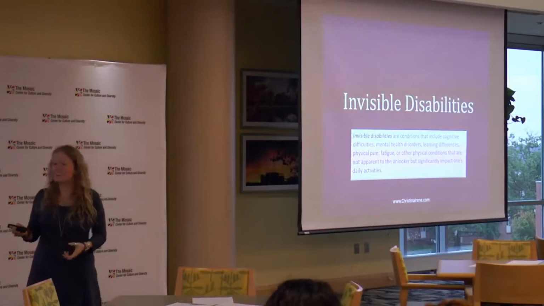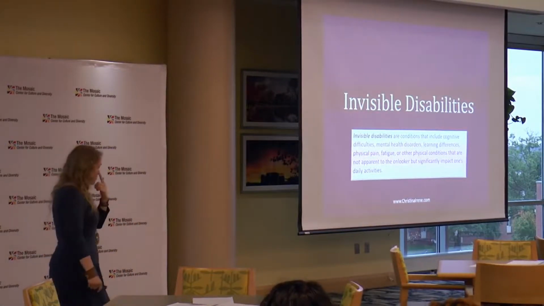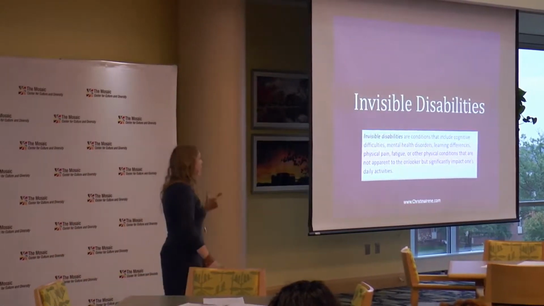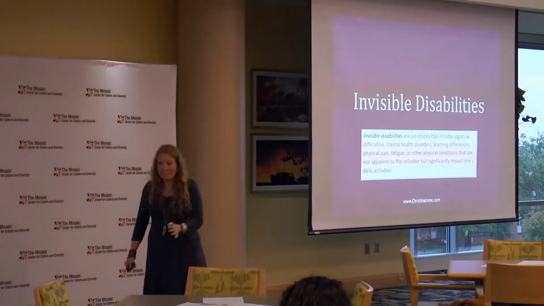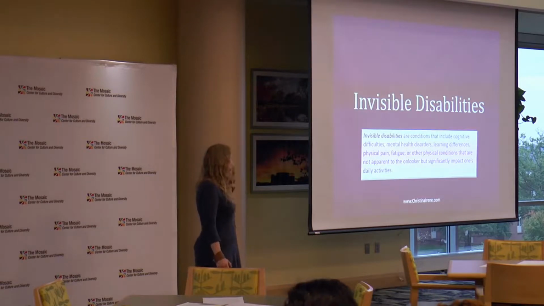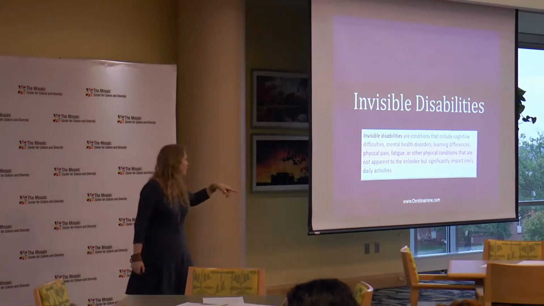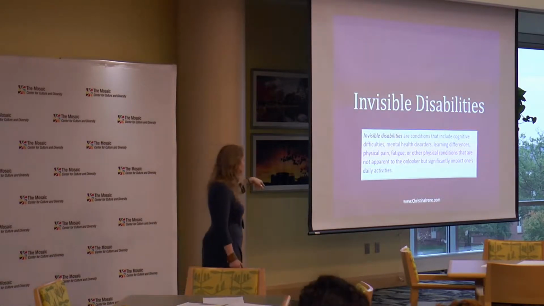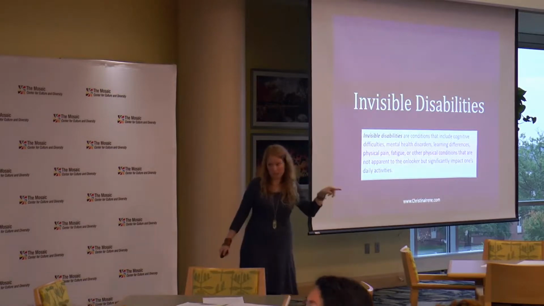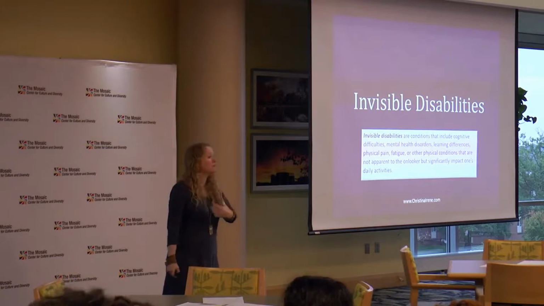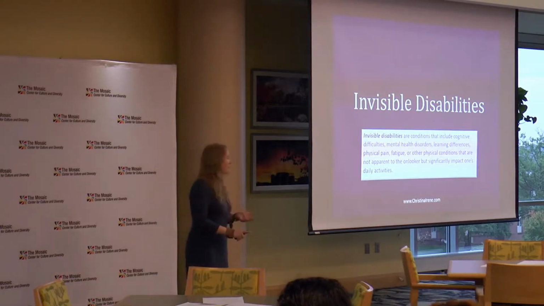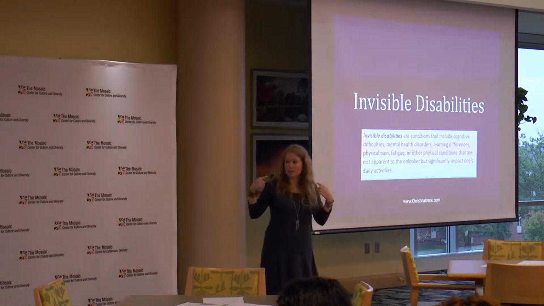Green is that there's three very important parts to this definition. So invisible disabilities, the first part is what they could be. So it could be a cognitive difficulty, mental health disorder, learning difference, physical pain, fatigue, or other physical conditions. Okay, so it could be cognitive, it could be mental health, it could be learning, it could be physical. That's part one. Part two, that are not apparent to the onlooker.